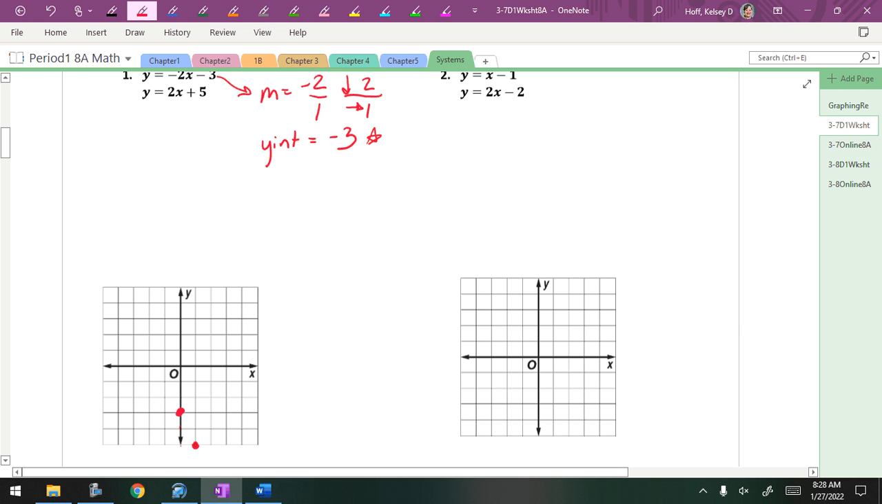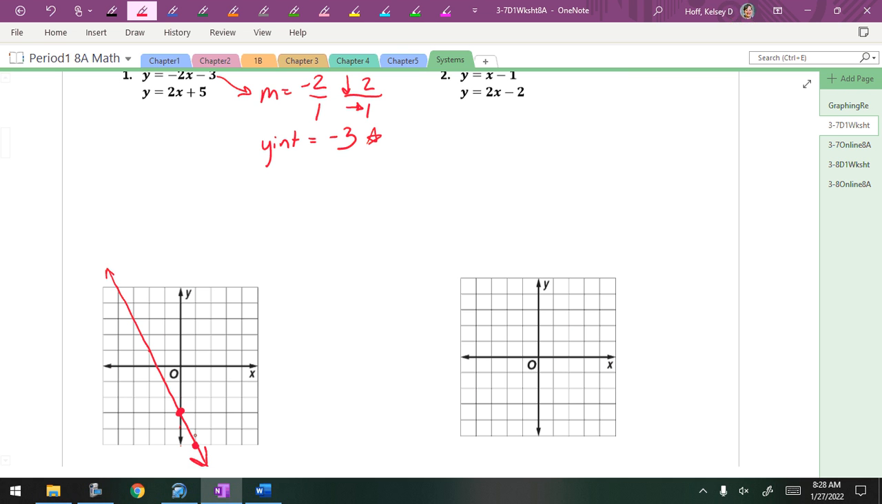Take your ruler, ever so carefully, be as accurate as you possibly can. Don't just wing it. You need to connect those two. You need your line to go all the way through your graph. Don't just connect the two dots. Go all the way through the graph and put arrows on the ends. That's just like yesterday, agreed?